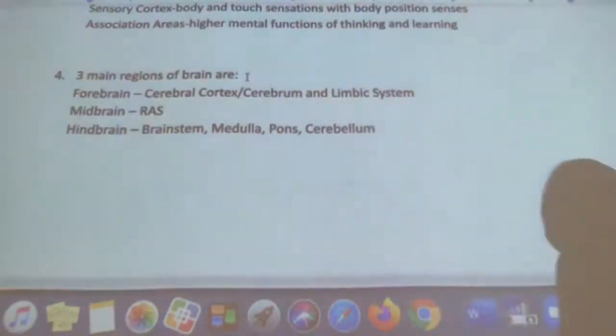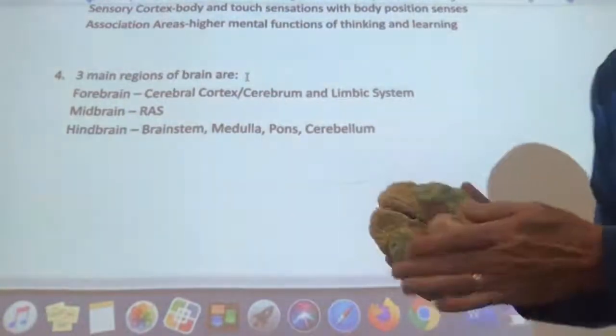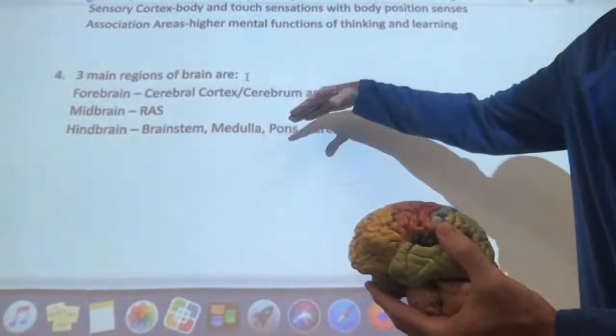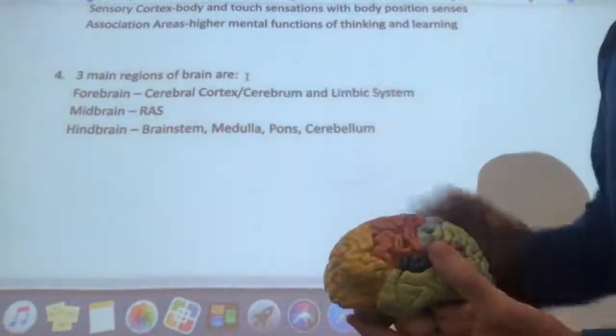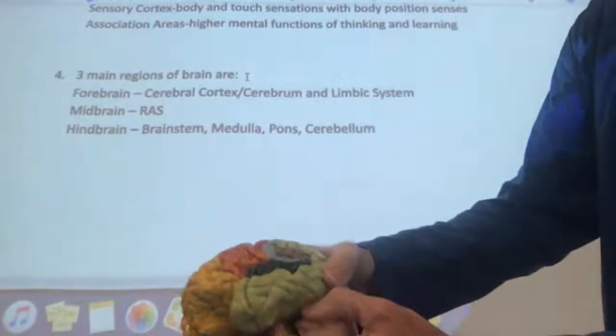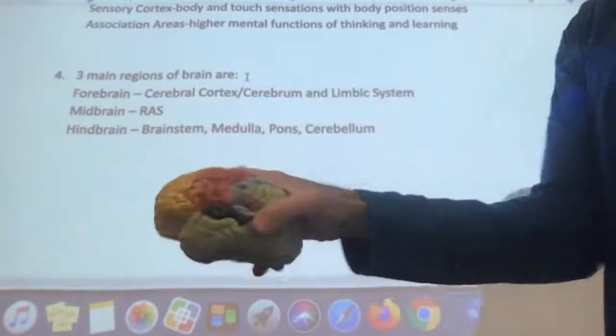Okay, all right, so most people divide the brain into 3 regions, okay? And what I've done is I put the 3 areas that psychology and your textbook emphasizes into each one. The forebrain is my cerebral cortex and my cerebrum and my limbic system. So it's this whole top part of the brain here, okay? So this would be the forebrain.